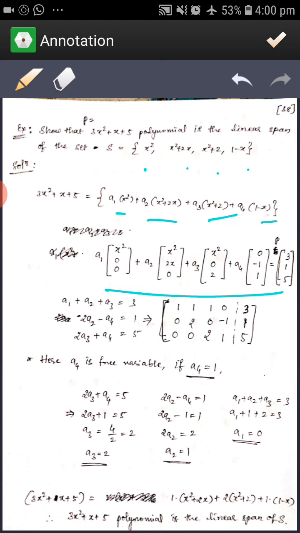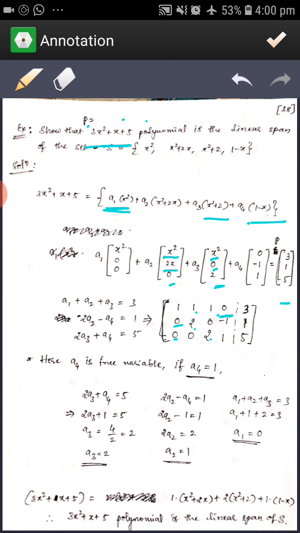So if you write it vertically, the x square term is 1, and for a1, no other terms are there, no x term and no constant term. For the second one, x square term is there, x term is there, no constant, so 1, 2. For the third, x square term is there, constant term is there, no x term, so 1, 0, 2. For the last, constant is there, x is there, no x square, so this is 0. This is B, meaning 3, 1, 5.